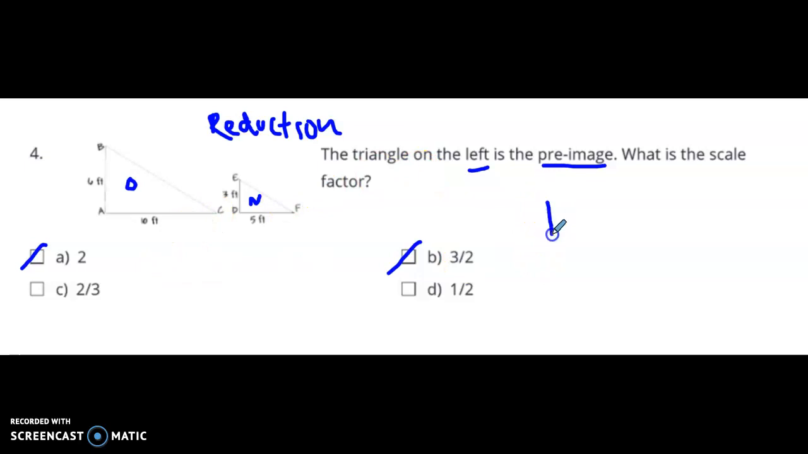So again, we can do K, our constant of proportionality, equals new over original. Find corresponding sides, so we can look at 3 over 6, which simplifies, divide by 3, to 1/2. And then we can check it for our other side. Half of 10 is 5. Half of 6 is 3. So our scale factor is in fact half.